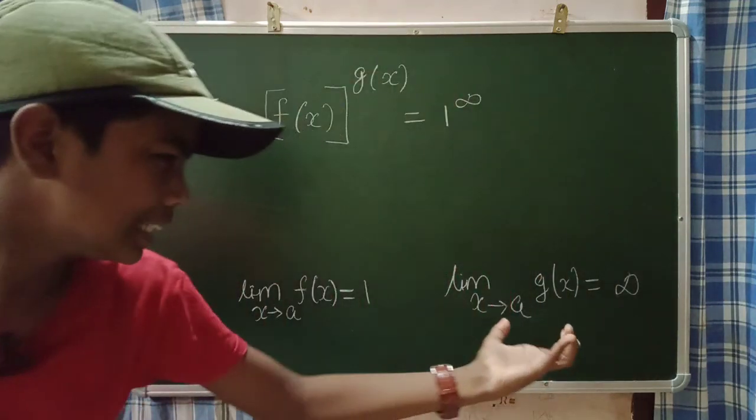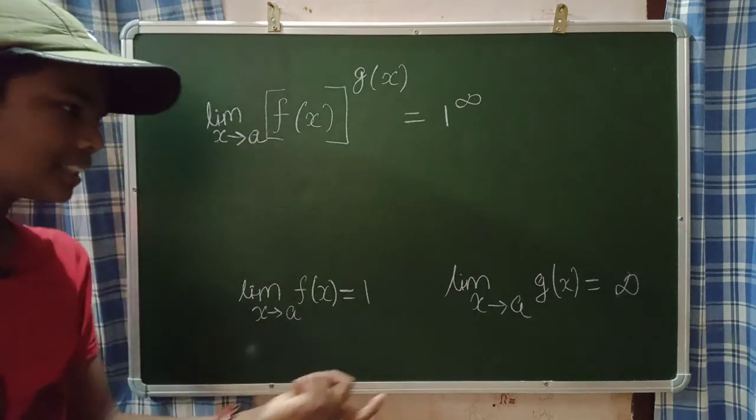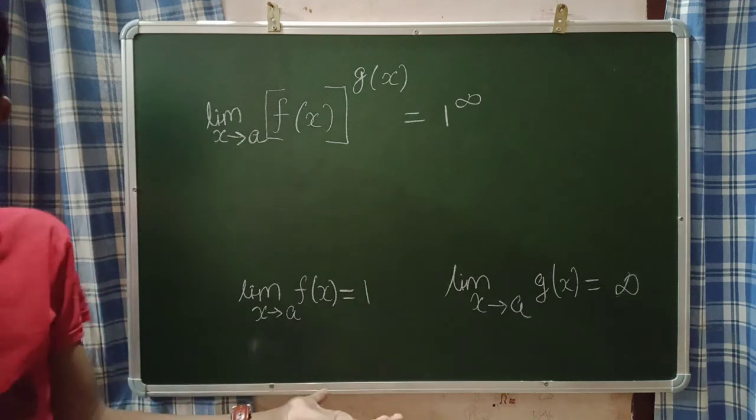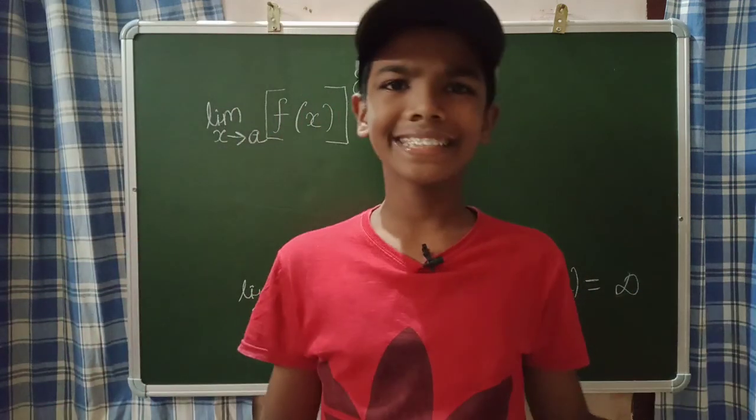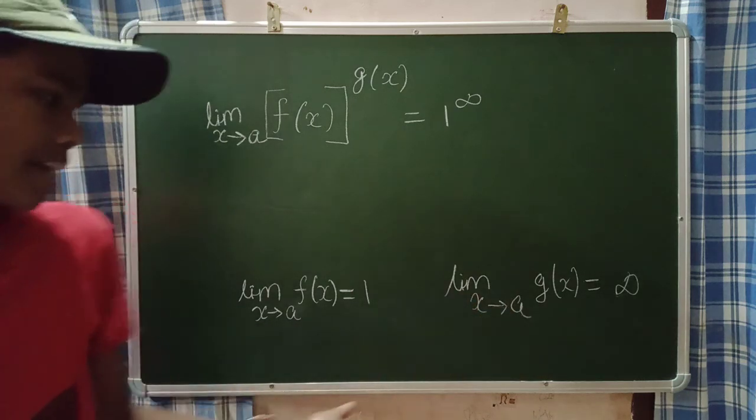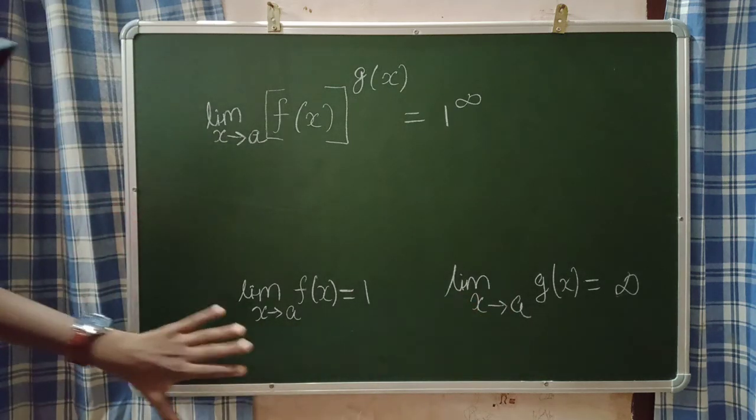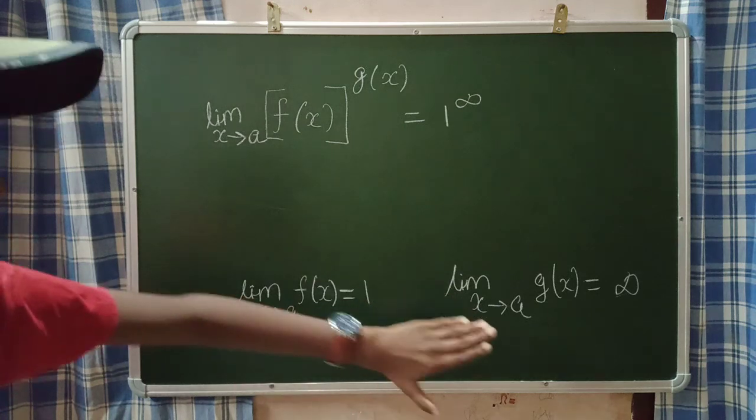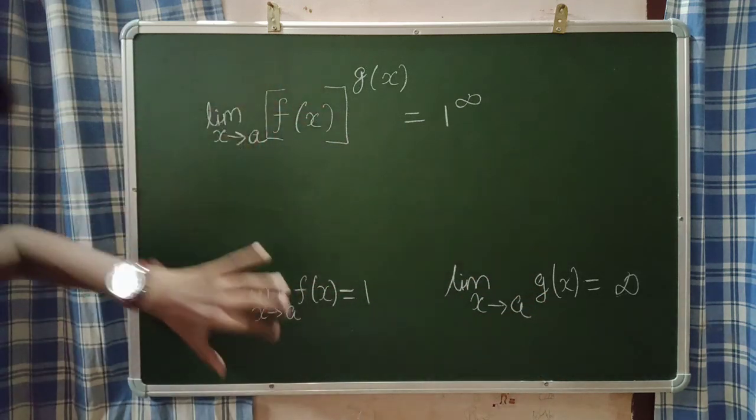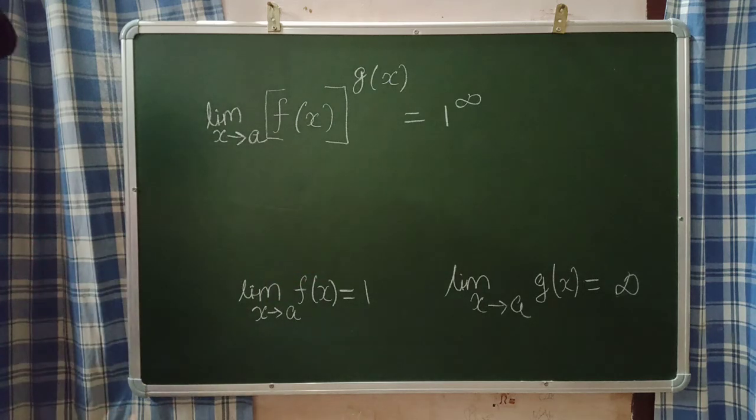And guys, these two conditions are kind of obvious. I don't need to say these things, but in order to give you a deeper understanding, I am saying this. These things are quite obvious. That's why I am saying this. The limit of x tends to a of f of x should be 1, and the limit of x tends to a of g of x should be infinity. Then only you will get the 1 to the power of infinity form. I hope that makes it clear now.